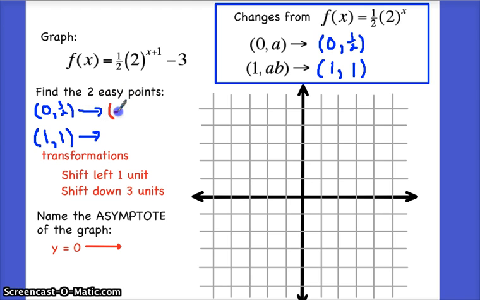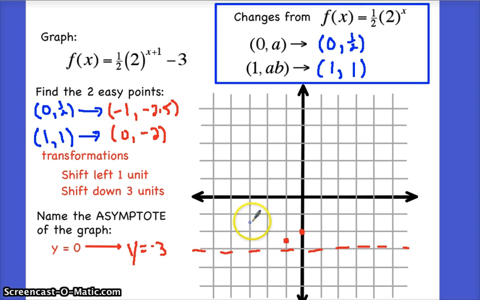Well, that takes all my x values left 1. So 0 becomes -1 and 1 becomes 0. Then I'm also going to go down 3 units. Well, 1/2 down 3, or -3, is -2.5, and 1 minus 3 is -2. So -1, -2.5, and 0, -2, with an asymptote also moving, y equals 0, so I'm going to move that down 3 units, so y equals -3 right here.